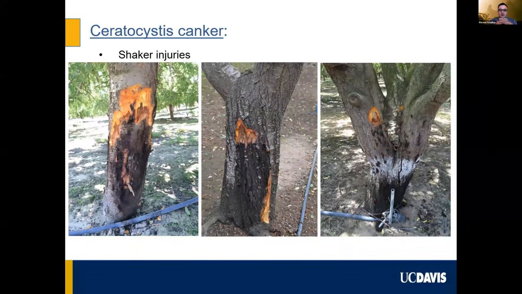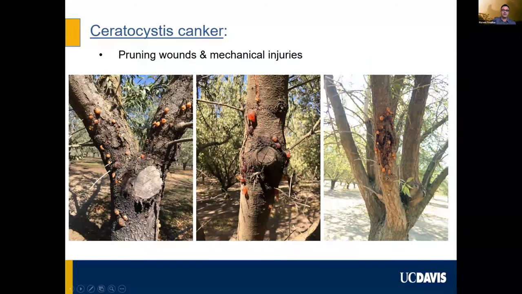So here are some typical illustrations. Wherever you have a shaker injury, either in young trees or older trees, you will most likely get infection with this Ceratocystis canker. The lesion looks darker, black, almost water-soaked. They initiate at the shaker damage, but eventually can make their way into the scaffold and then take down scaffolds.